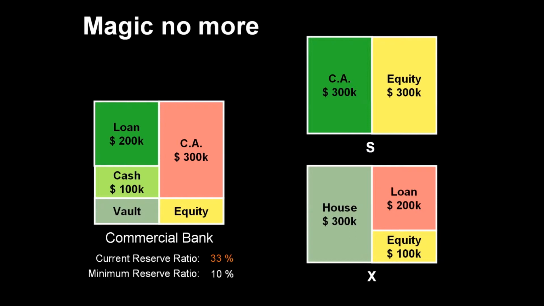So, after all transactions have taken place, X owns the house and has a debt of $200,000 to the bank. S has a checking account of $300,000 with the bank. The bank has $100,000 in cash and a loan worth $200,000 to X. At the same time, it has a liability of $300K to S, which makes for a reserve ratio of 33%.